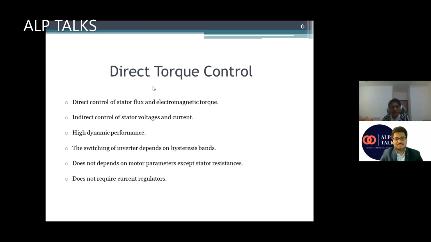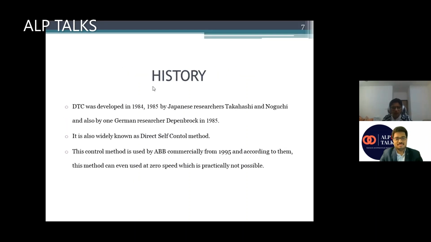It has more advantages than the vector control or field oriented control method. It does not depend on motor parameters except stator resistance. So we'll see first a small history, how it came and when it came.